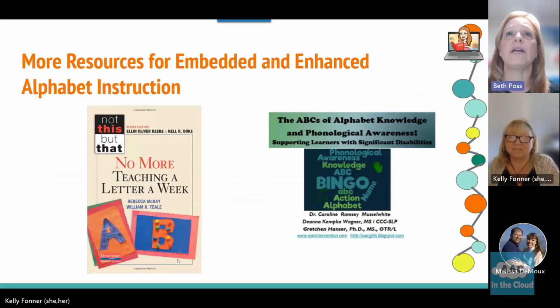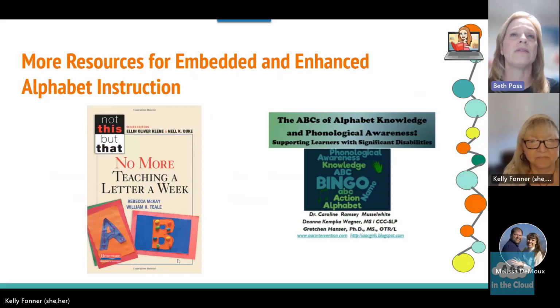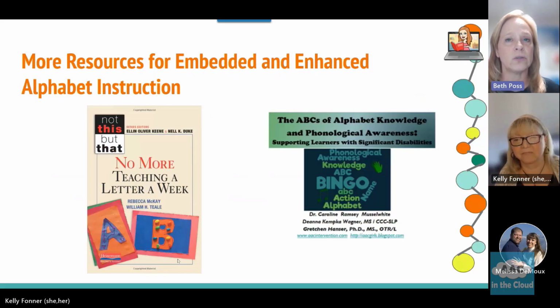So a couple of really great resources for embedded and enhanced alphabet instruction. The first one is No More Teaching a Letter a Week by McKay and Teal. This really goes in depth into the reason that we do a letter a day and not a letter a week, but it also gives you lots and lots of ideas of embedding that letter of the day across the curriculum. And it's a gen ed focused book, right? So it's going to be focused on that kindergarten level. But there's really great resources in there.